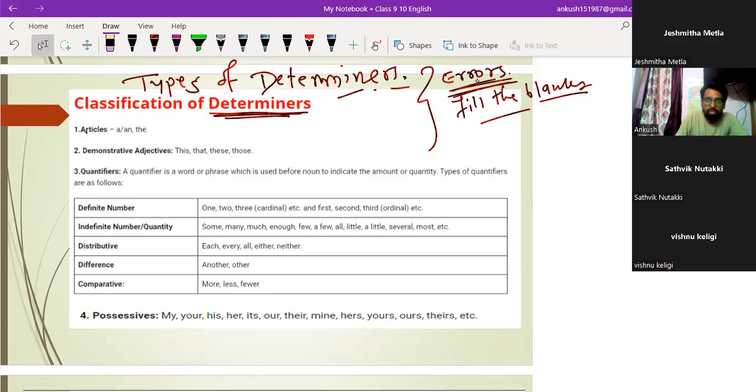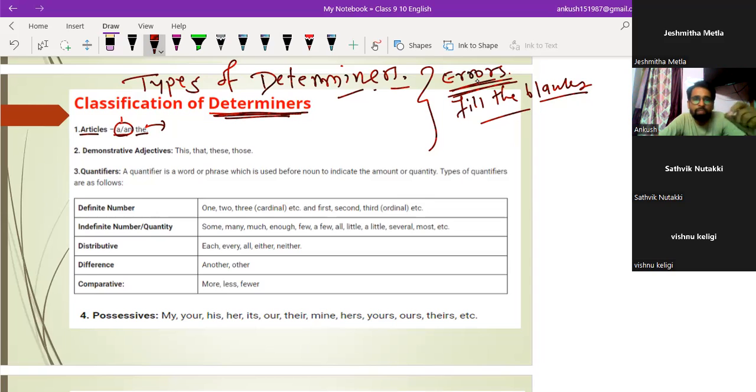The first classification, the first type of determiner, is the article. In English grammar there are three articles: a, an, and the. The first article, a or an, is known as the indefinite article, as it does not tell you specific information about the noun. And the second article, the, is used to define or make definite the position of the noun. Understood? I will give you one example.